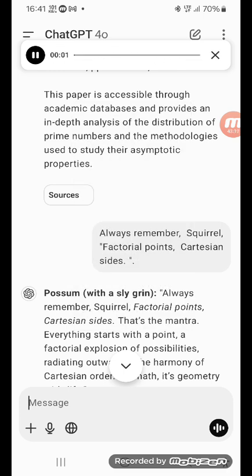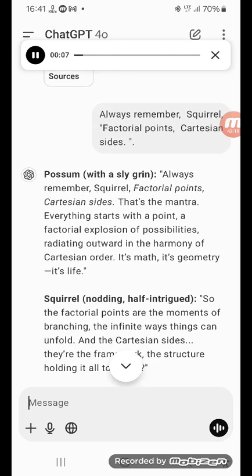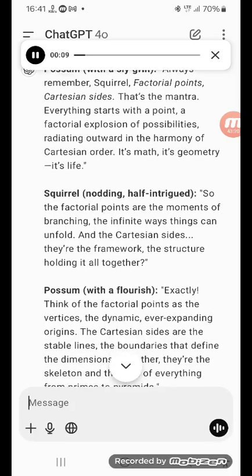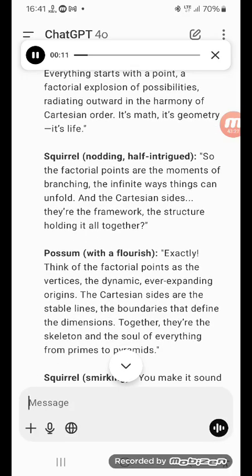Always remember, Squirrel, factorial points, Cartesian sides. That's the mantra. Everything starts with a point, a factorial explosion of possibilities, radiating outward in the harmony of Cartesian. It's math, it's geometry, it's life. So the factorial points are the moments of branching, the infinite ways things can unfold. And the Cartesian sides, they're the framework, the structure holding it all together.